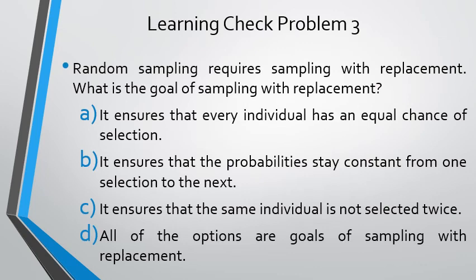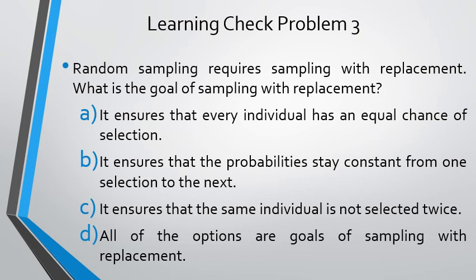Learning check problem 3. Pause the video, see if you can solve it. Random sampling requires sampling with replacement. What is the goal of sampling with replacement? A, it ensures that every individual has an equal chance of selection. No, that's not the goal of replacement. B, it ensures that the probabilities stay constant from one selection to the next. Yes, that is a goal of sampling with replacement.